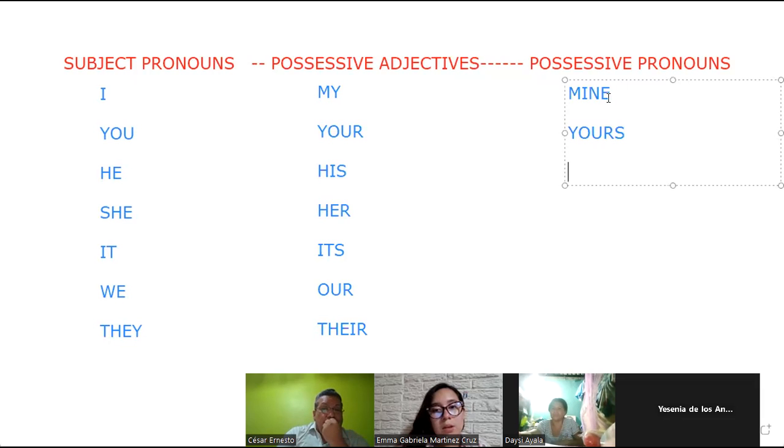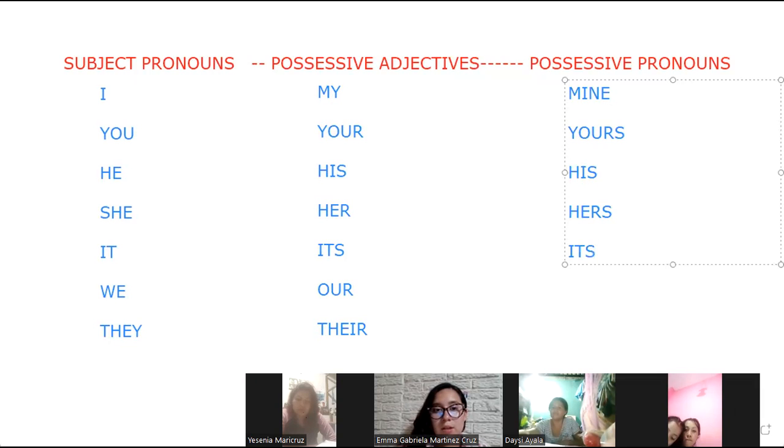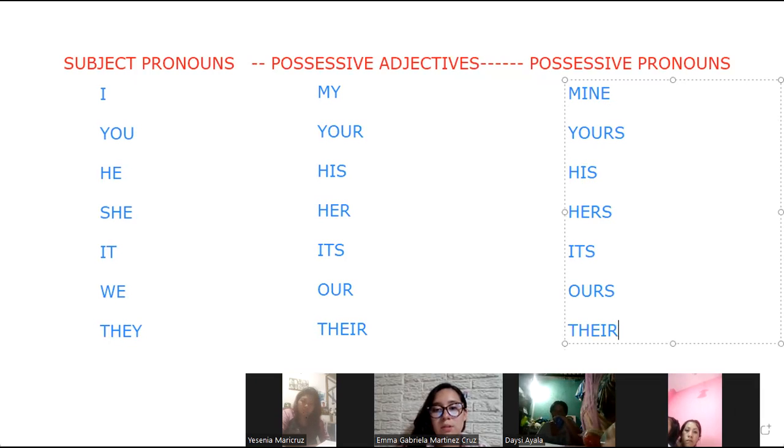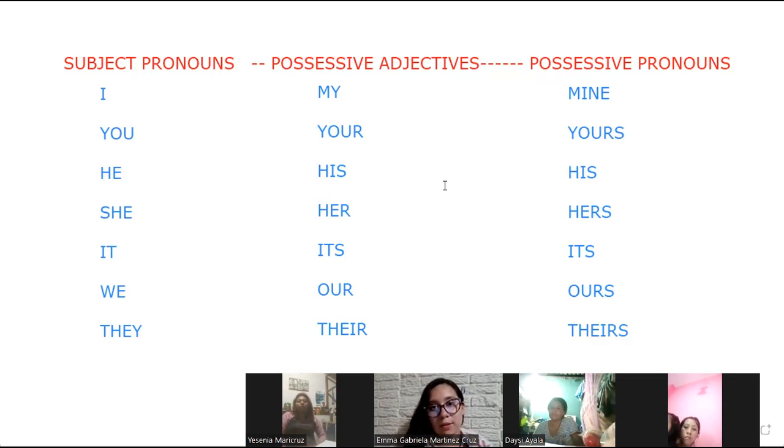His. His, okay, there you go. Hers. Ours, okay. Theirs. Okay. So this is the basic, right? We need to differentiate when we use a possessive adjective and when we use a possessive pronoun. That is the challenge, guys.